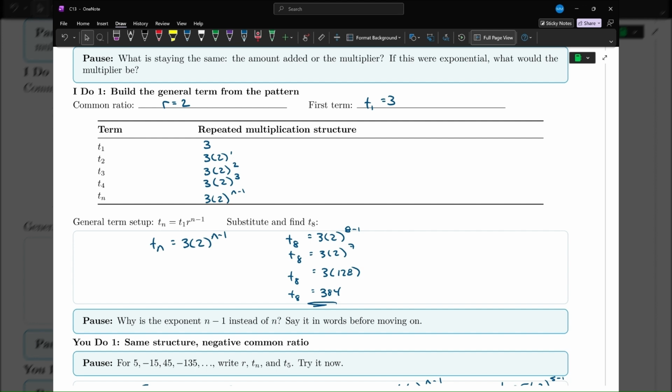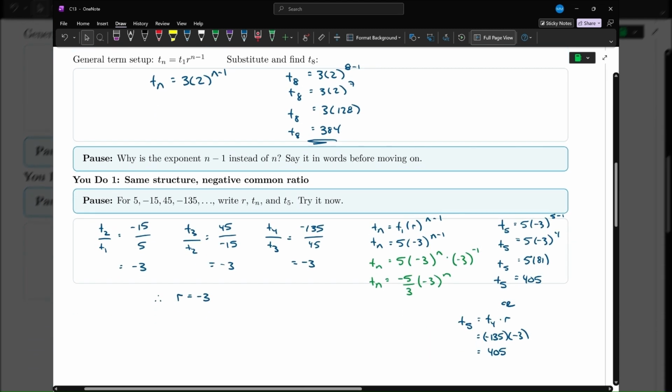So something like that. So you do 1, you can see the same structure, with a negative common ratio. So this one you're going to see alternating signs. Your terms are 5, negative 15, 45, negative 135. Same idea. Find the common ratio, find Tn, the general term, and then find T5 using that general term. So pause it, take a try here, and then we'll revisit this.